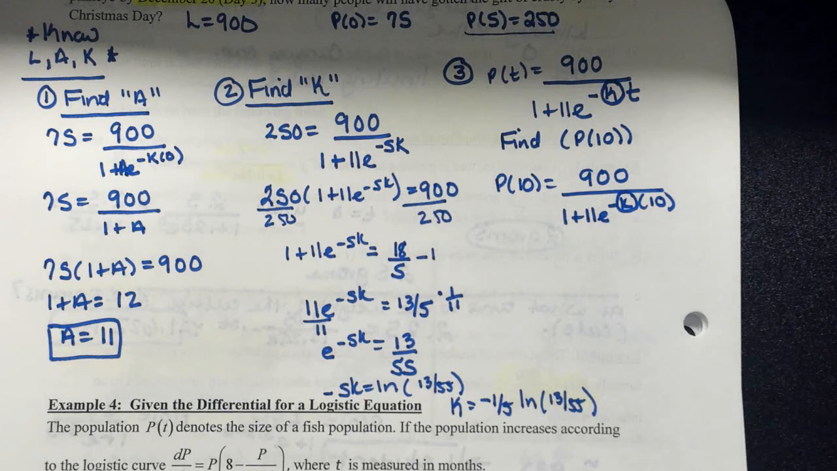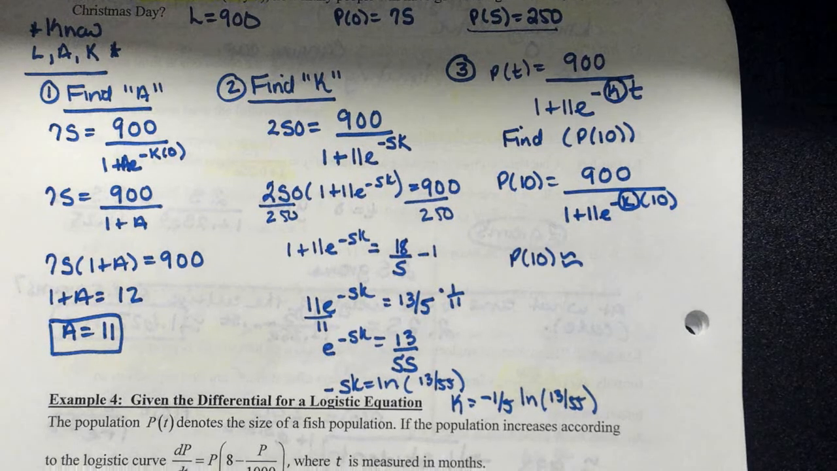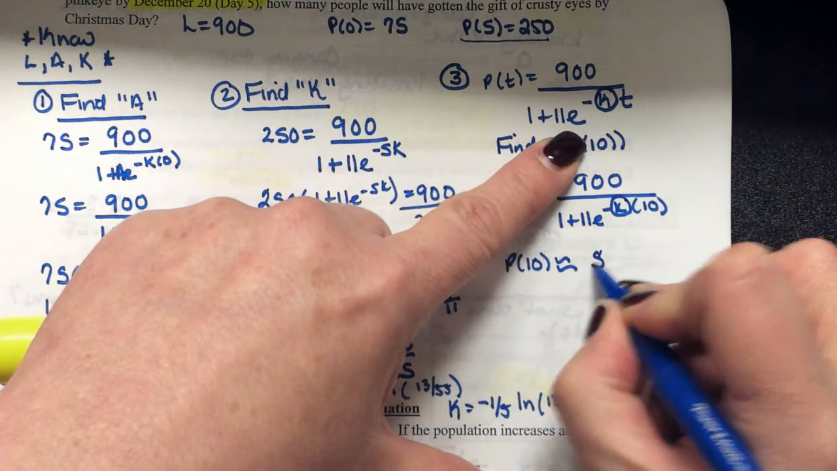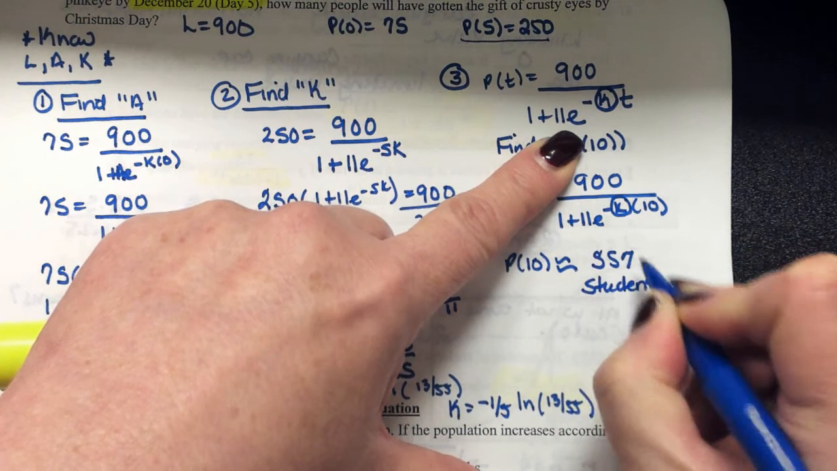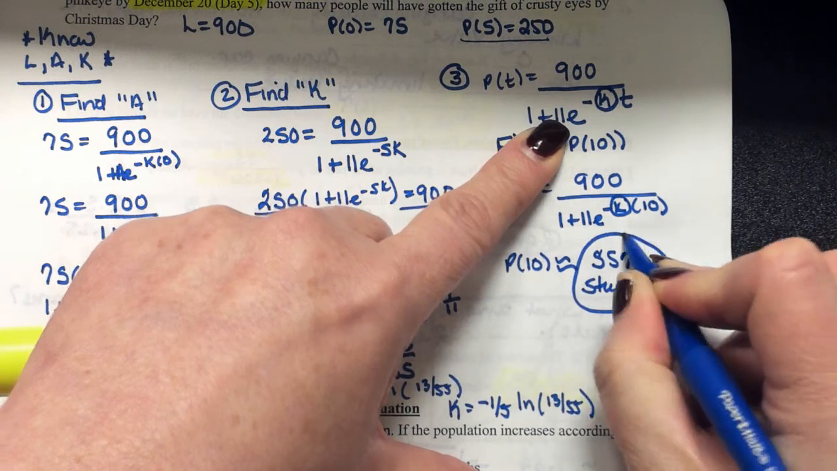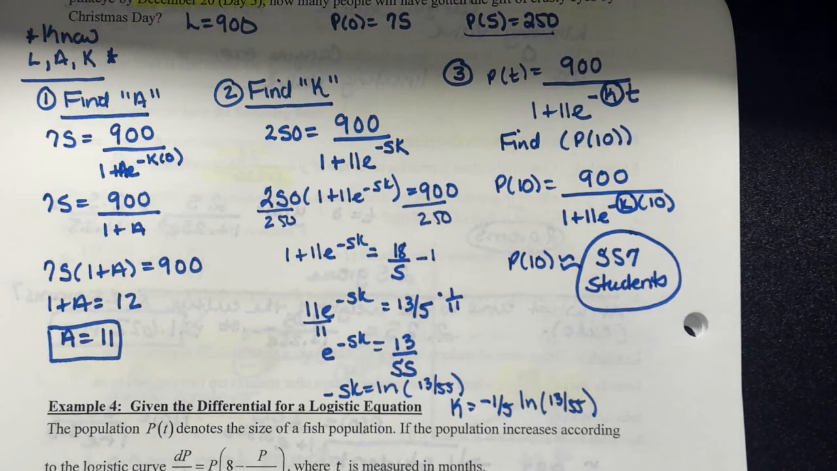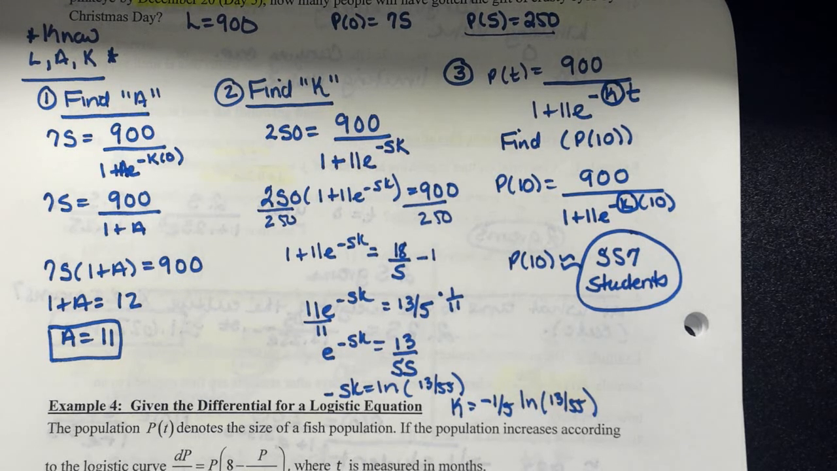So now go ahead, use your calculators, and find what P of 10 is. How many students? 557 students. Okay? So any questions, guys? If they don't give you the equation, you're going to have to come up with the equation in order to answer the question. All right?